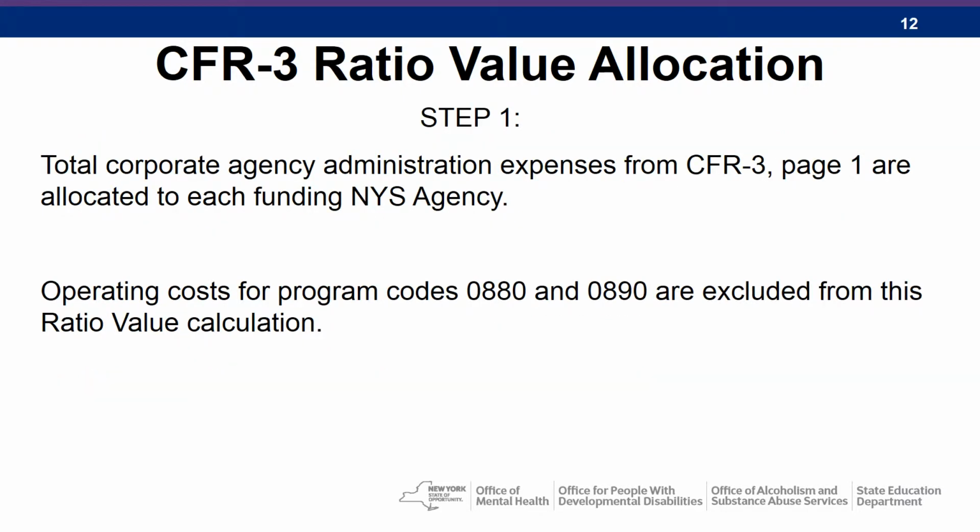The next two slides detail the two-step process involved in the ratio value calculation. Step 1 allocates total corporate agency administration expenses to each funding New York State agency. Operating costs for program codes 0880 and 0890 are excluded from this ratio value calculation.